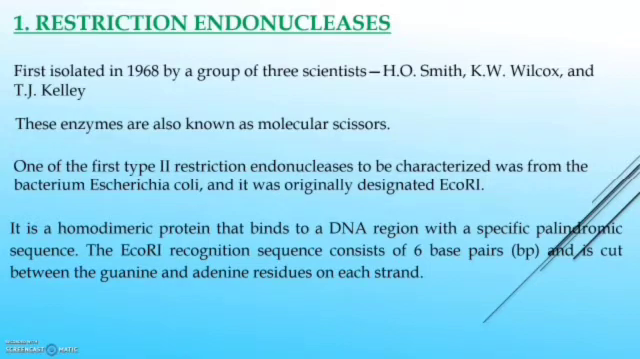These enzymes are formally designated as type 2 restriction endonucleases, even though there are different types of endonucleases such as type 1, type 2, type 3 and even type 4. Type 2 restriction endonucleases are most commonly used, and are known as restriction endonucleases or simply restriction enzymes. One of the first type 2 restriction endonucleases to be isolated was from the bacterium Escherichia coli, and it was originally designated as E. coli.